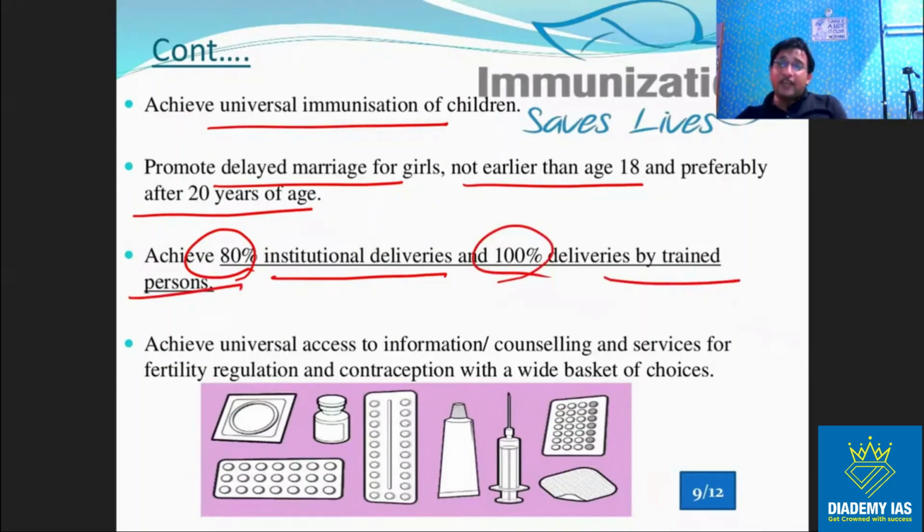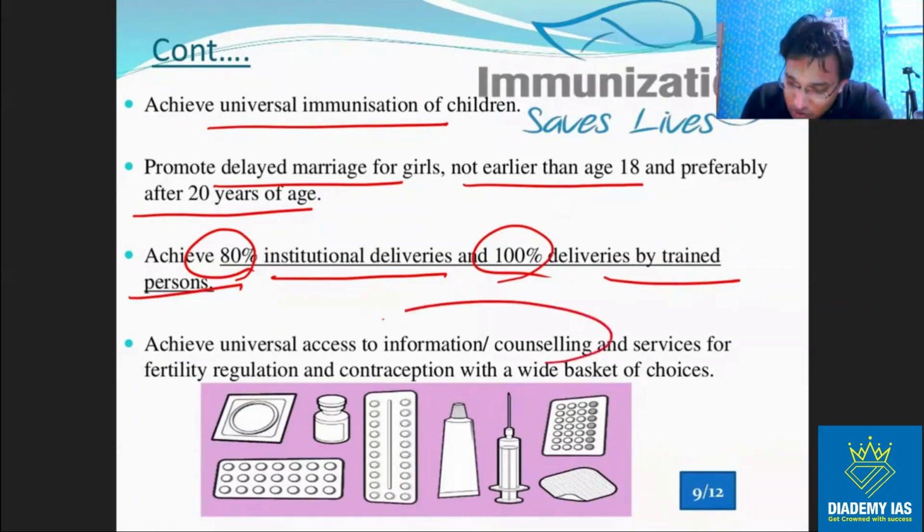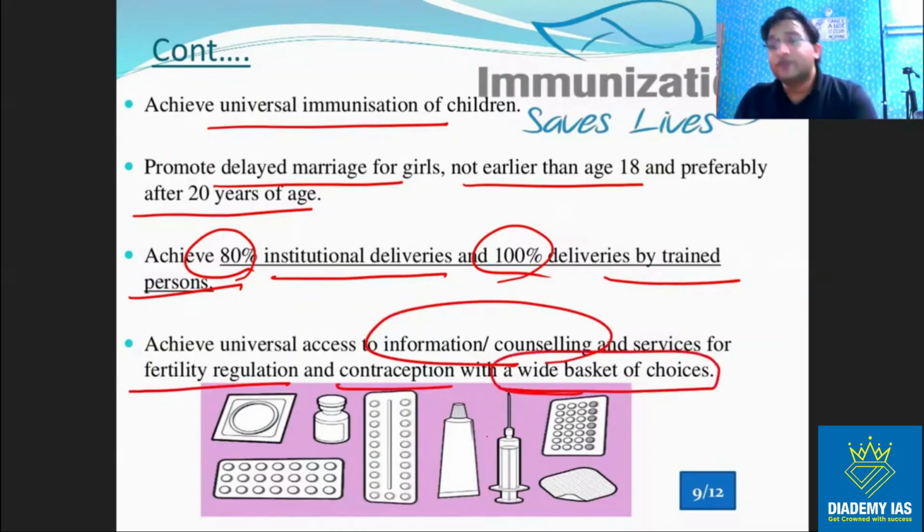अगर institutional delivery होती है, तो the chances of death of the mother and children are very, very less. Achieve universal access to information, counseling and services for fertility regulation and contraception with a wide basket of choices. So the people should have the right information, counseling facilities, and a wide choice of contraception in the form of medicine, sterilization, spacing, and different ways. So they should have a choice.